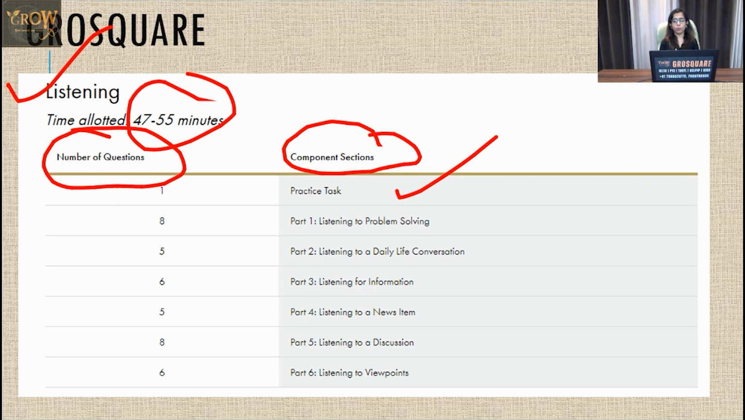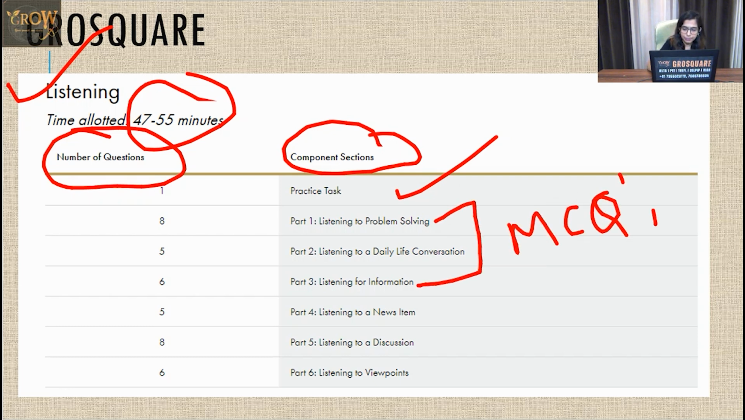And if we move towards part 1, we are having 6 parts in total, but in part 1 we have to listen to a problem solving part, right? I'll be explaining each type one by one in detail as well, but here I'm just going to give you a quick overview. So part 1 comprises listening to problem solving, with 8 questions in total. Second is listening to a daily life conversation, which includes 5 questions. Part 3, listening for information. How many questions would be there? 6. Now what I have told you till now is that parts 1, 2, 3 are MCQs that we need to solve here, right?